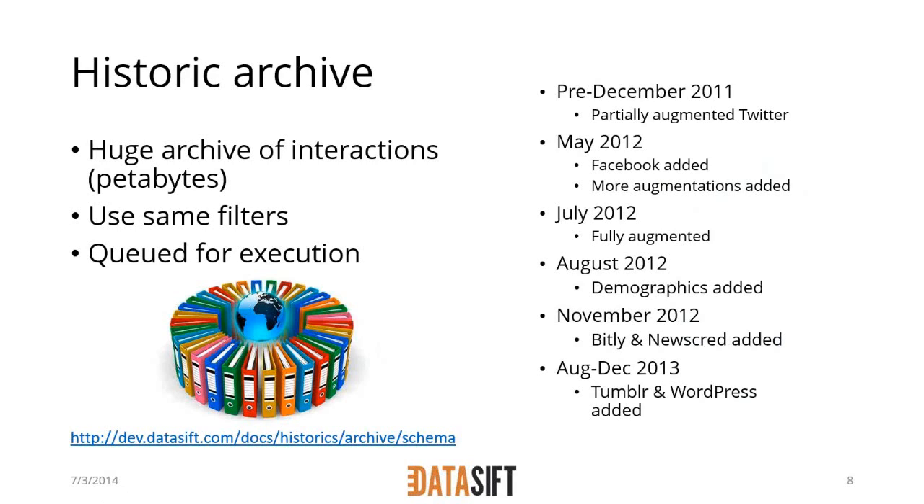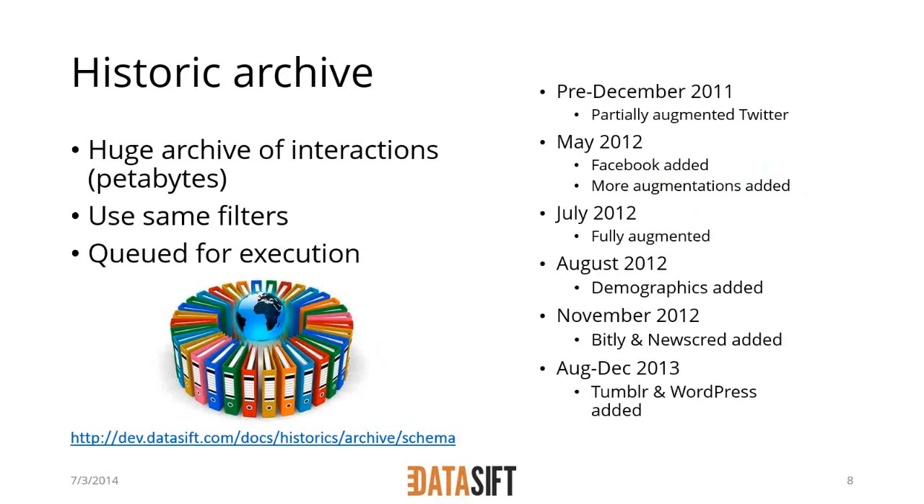What you can do is use exactly the same filters you would use on the live stream on the Historic Archive. So you can just say, pick this particular filter, pick these times and dates, and apply the filter to the archive over that period of times and dates. And then your job gets queued up and runs.